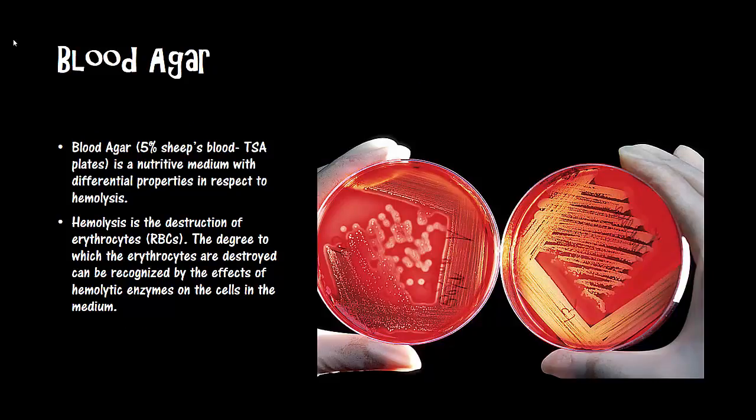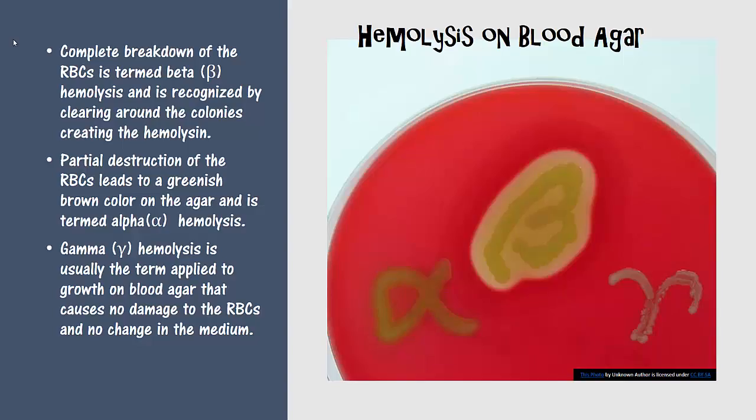Blood agar is 5% sheep's blood mixed with normal TSA plates. It is a nutritive medium with differential properties with respect to hemolysis. Hemolysis is the destruction of erythrocytes, which are the red blood cells. The degree to which the erythrocytes are destroyed can be recognized by the effects of the hemolytic enzymes on the cells in the medium.